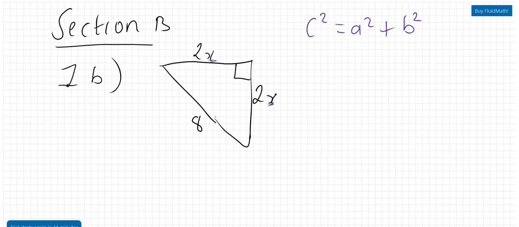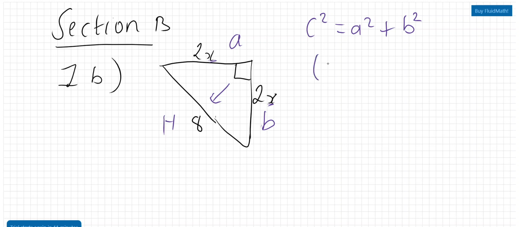And now what we also need to do is label our sides. So we know the 8 is our hypotenuse. Then we have side A and side B. It doesn't matter which one's which. Okay, so let's substitute our values into our equation. So 8 is the hypotenuse, which is C.